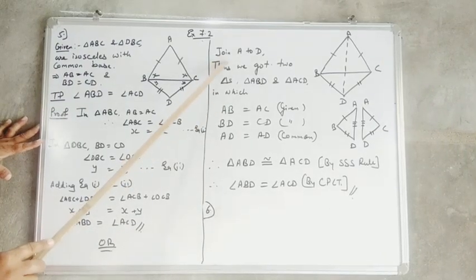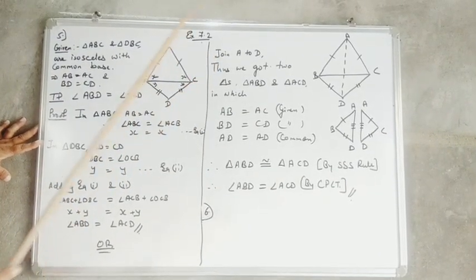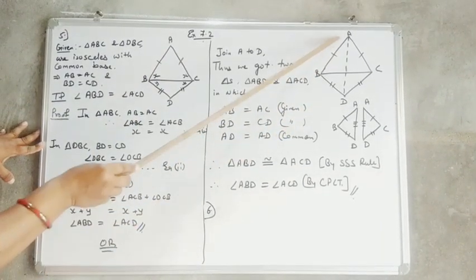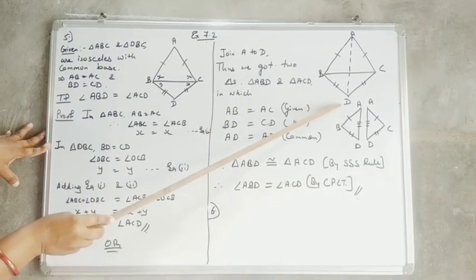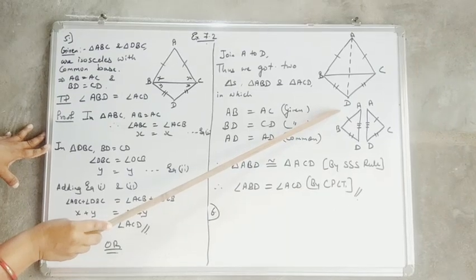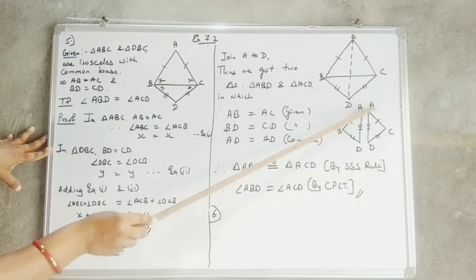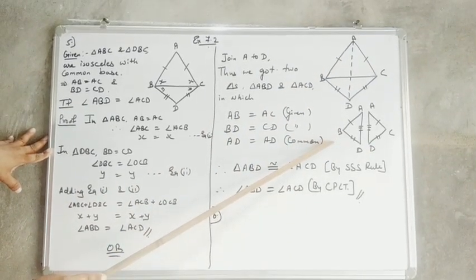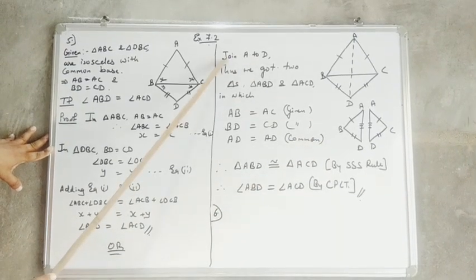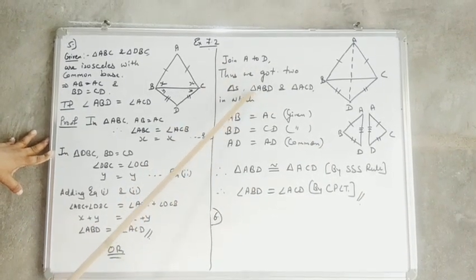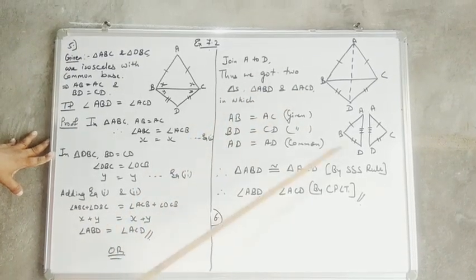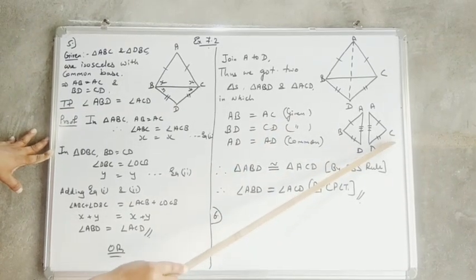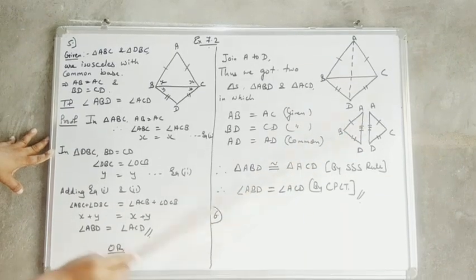Another method for solving this question is, I will join A to D. Here is the figure I have drawn. I constructed a line and joined A to D, and I got two separate triangles, ABD and ACD. In both the triangles, let us write whatever is equal or given. Join A to D, thus we got two triangles ABD and ACD, in which AB is equal to AC, that is given. BD is equal to CD, that is also given, and AD is common.